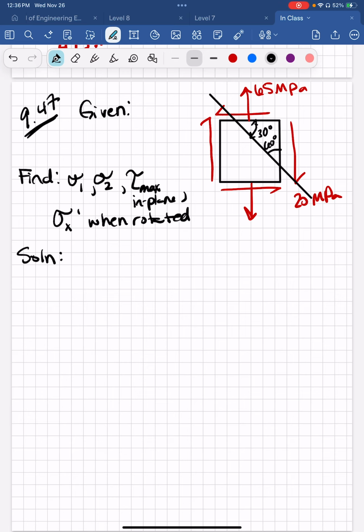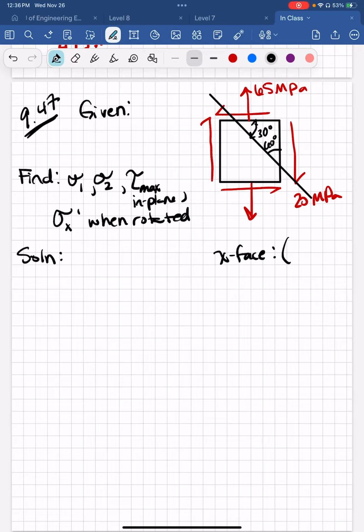And then we have this line here that's indicating that we want to see what happens when the stress element is rotated. And so we want to find the principal stresses at 1 and 2, so the maximum principal stresses, tau max in plane, and stress x prime when rotated. So we'll just start like we do the other ones, start with the x face and the y face.